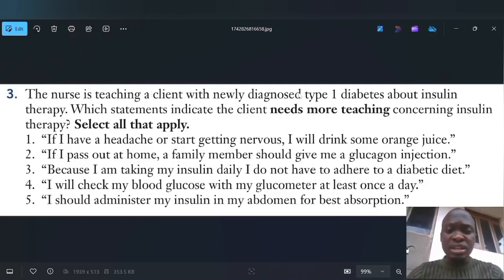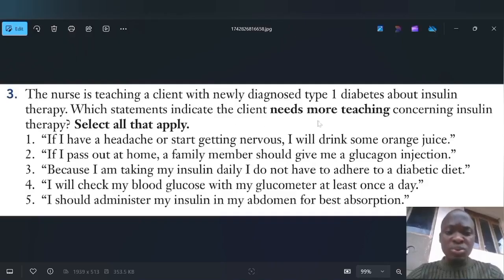The nurse is teaching a client with newly diagnosed type 1 diabetes about insulin. Which one needs more teaching? Number 1, if I have a headache or start getting nervous, I'll drink some orange juice. Absolutely. These are typical signs of hypoglycemia: headache, nervousness, jitteriness. These are typical signs of low blood sugar. So definitely the client has to get some sort of glucose somewhere. So orange juice, absolutely.